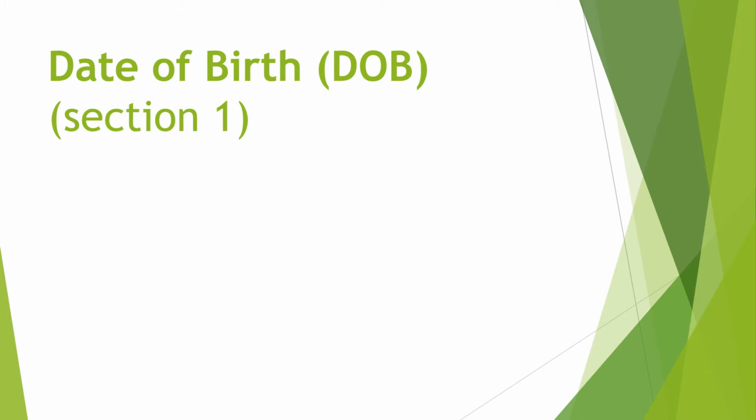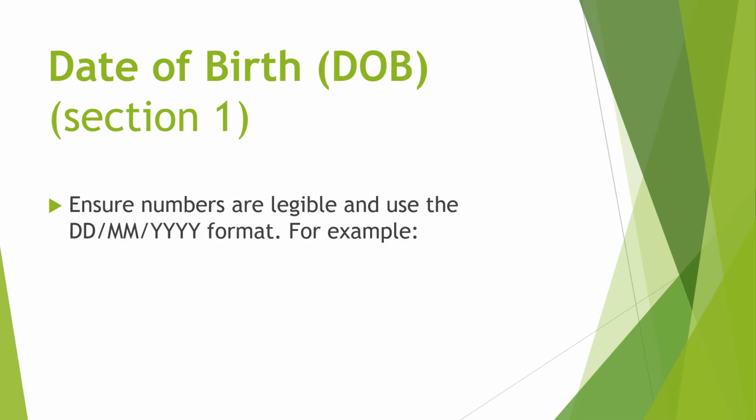You may also need to write your date of birth. Date of birth is sometimes abbreviated or shortened to DOB. Make sure your numbers are clear and that you use this format. So put the day first, then the month, and then the year. For example, like this.